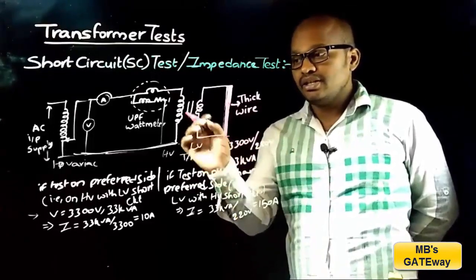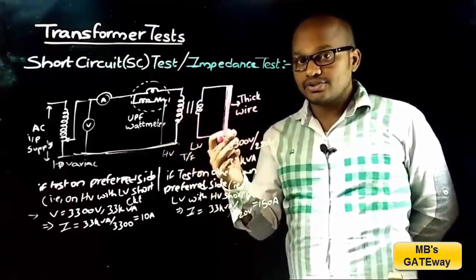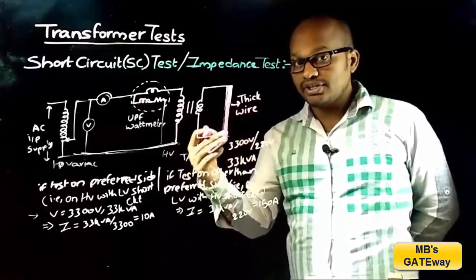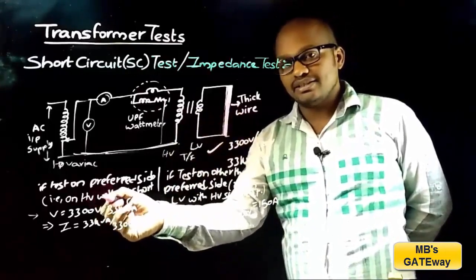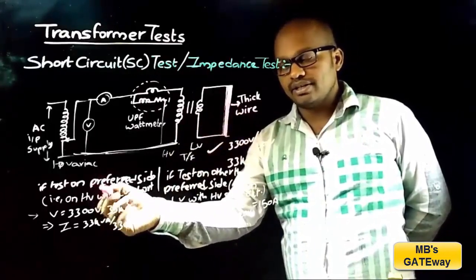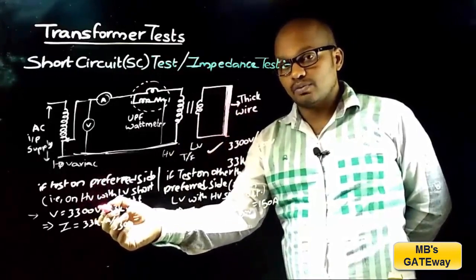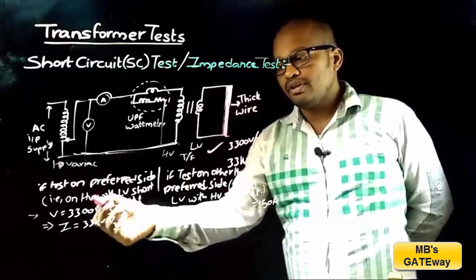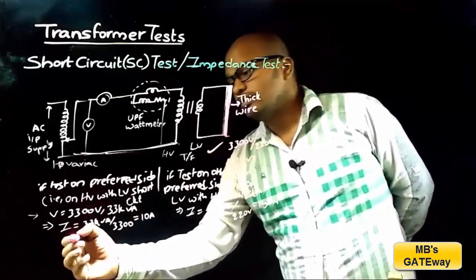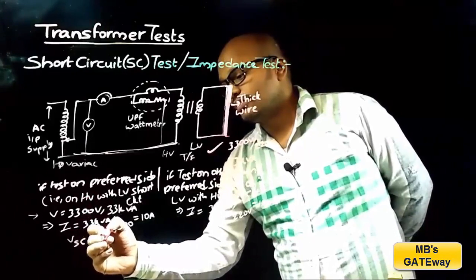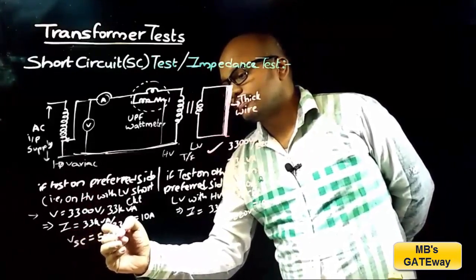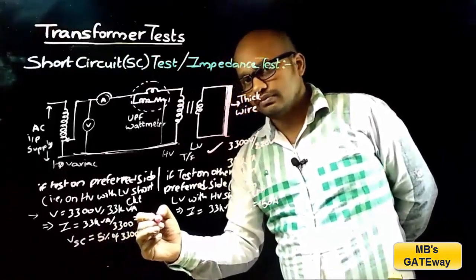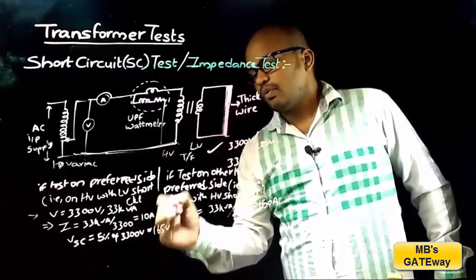And it is discussed that in the short circuit test, rated current is to be applied, and that rated current is obtained at 4 to 5% of rated voltage. In this case, as the test is performed on the HV side, the rated voltage is 3300 volts, and this 10 amperes is obtained at 4 to 5% of 3300 volts. So VSC is equal to 5% of 3300 volts, which is equal to 165 volts.